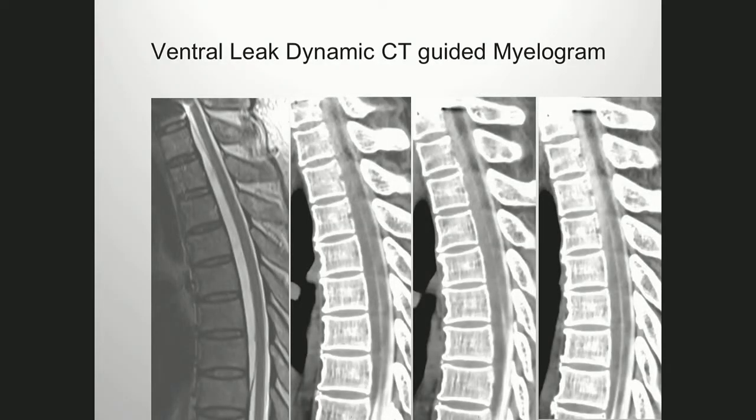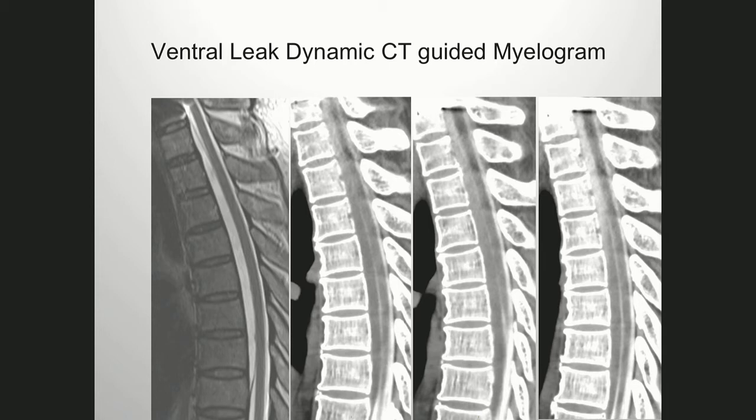Now we're talking about some of the leaks that are not so fast. Again, this is another patient who has a bibrachial amyotrophy, and he has a large collection in the cervicothoracic spine, ventral leak. We did the DSM, found nothing. Conventional was negative as well, and DSM was done, it came to us.